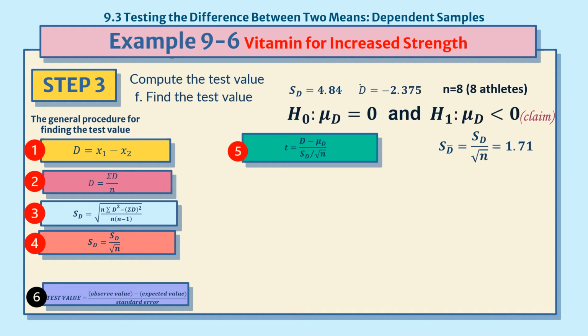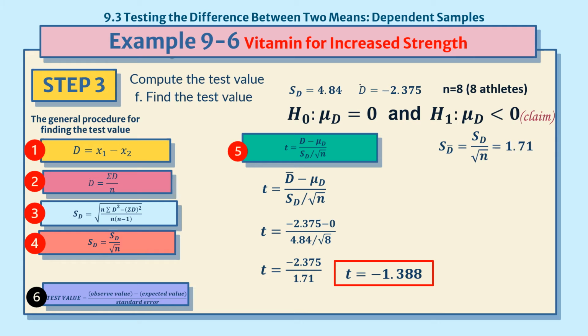Next step, find the test value. We have this formula. t equals d bar minus mu sub d all over S sub d over the square root of n. So we substitute our values. We have negative 2.375 minus 0 all over 4.84 over the square root of 8. Now we have negative 2.375 over 1.71. And our test value is negative 1.388.